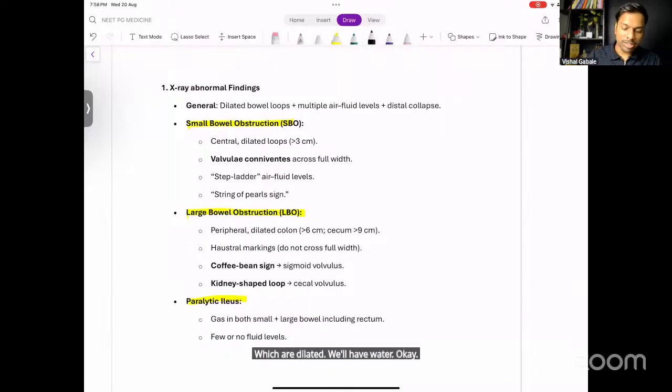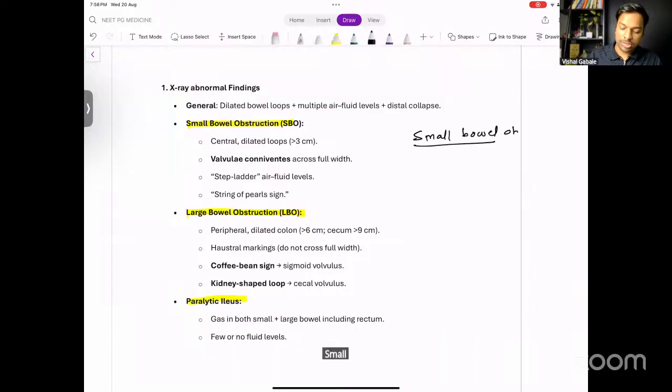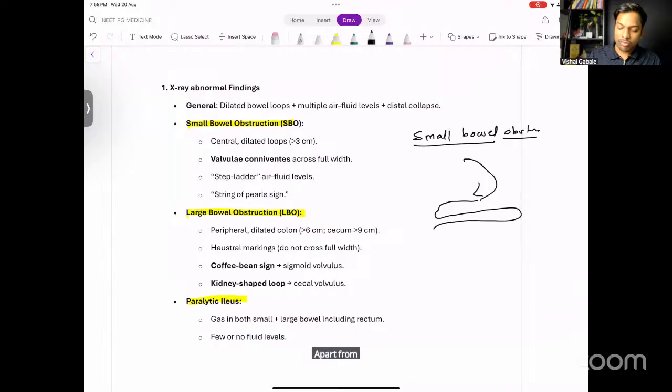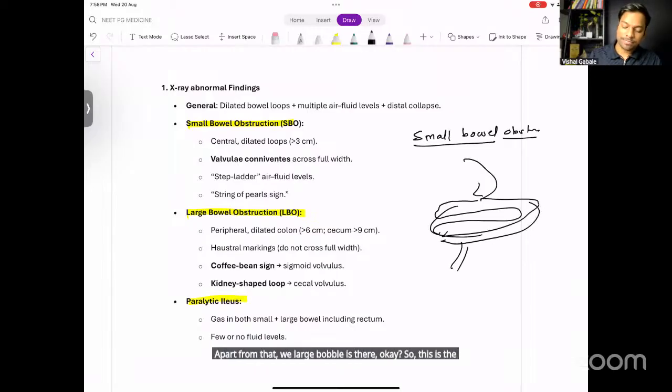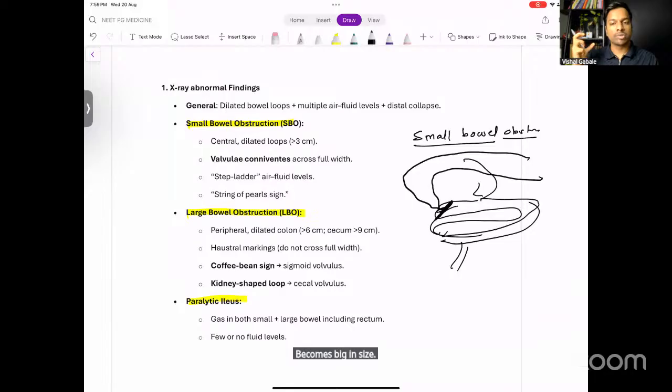Just imagine if small bowel obstruction is there. That means the food particle that is going is still only in the small bowel. Apart from that, the large bowel is there. So this is the large bowel, let's say this is the rectum, but till here the fluid has gone. So what happens if this is the obstruction? The part prior to that obstruction becomes big in size.